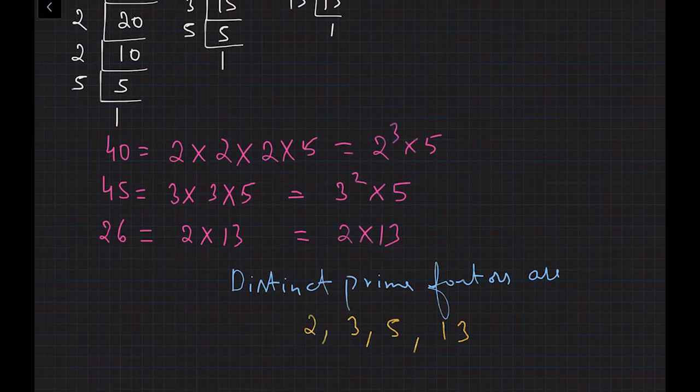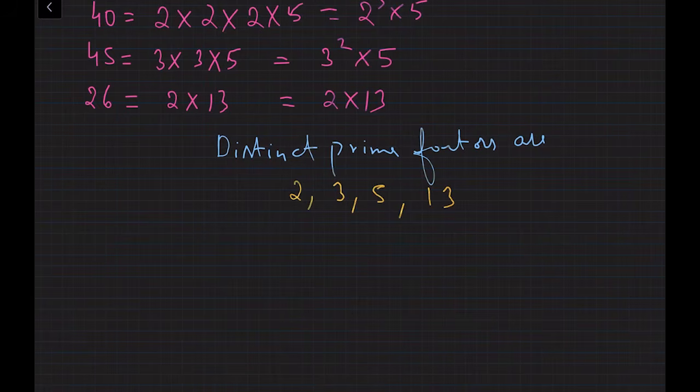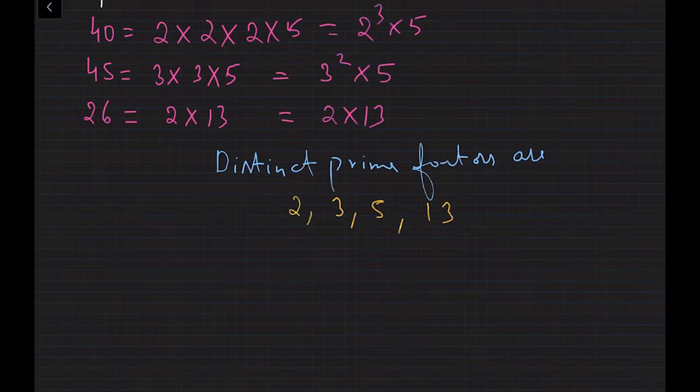Now we need to identify the highest power of these distinct prime factors in the factorizations of 40, 45 and 26. Let us begin with the first distinct prime factor, that is 2. The highest power of 2 in the prime factorizations of 40, 45 and 26 is 3. Here we have 2, the power of 2 is 1, but here we have another 2, but power of 2 is 3. Therefore, the highest power of 2 in the factorizations of 40, 45 and 26 is 3.